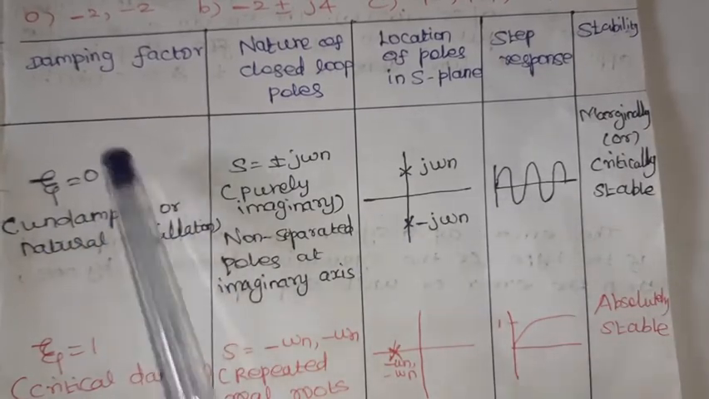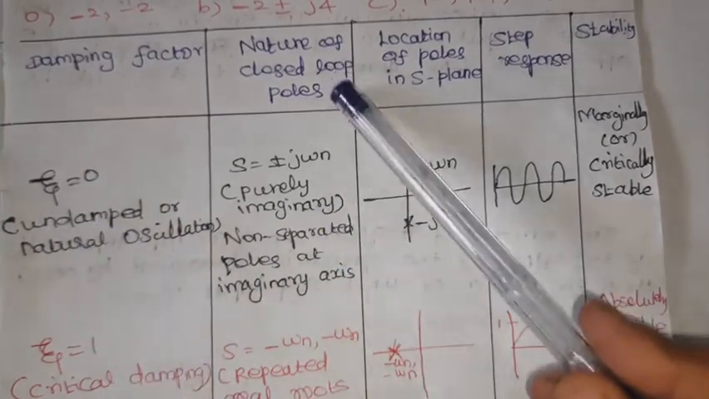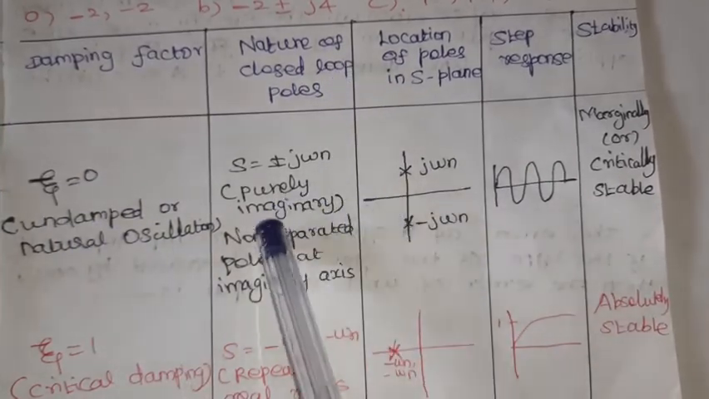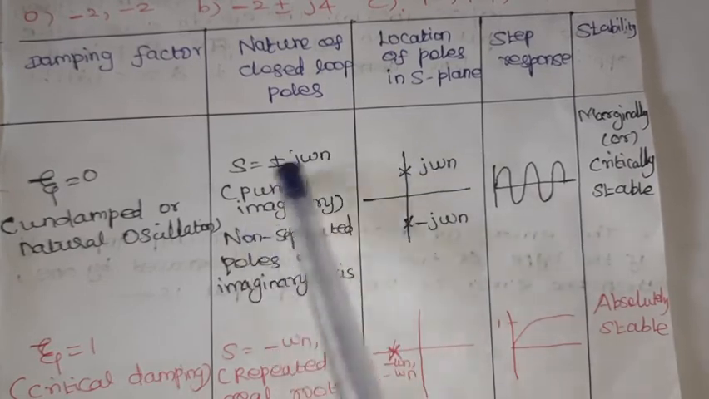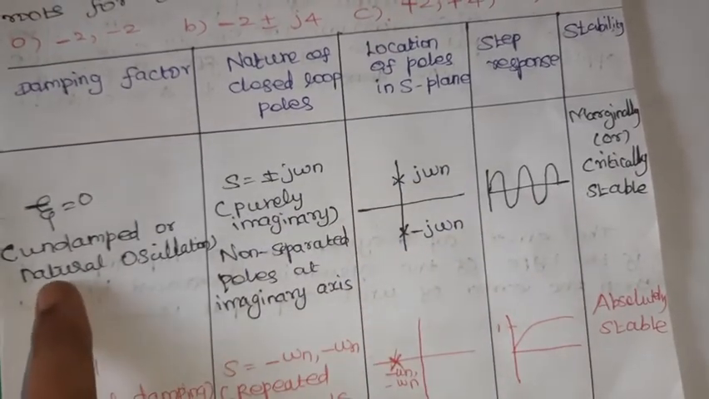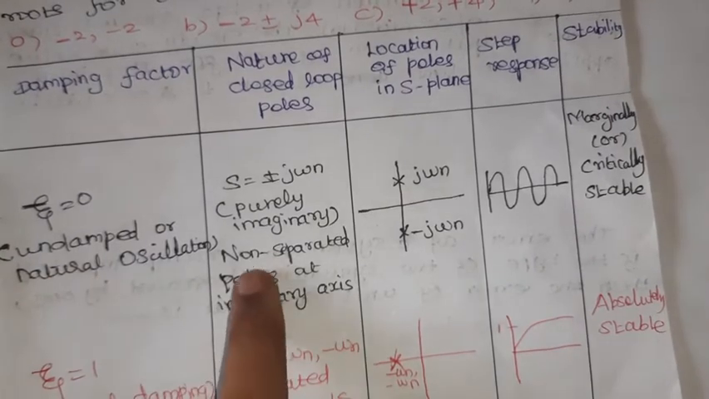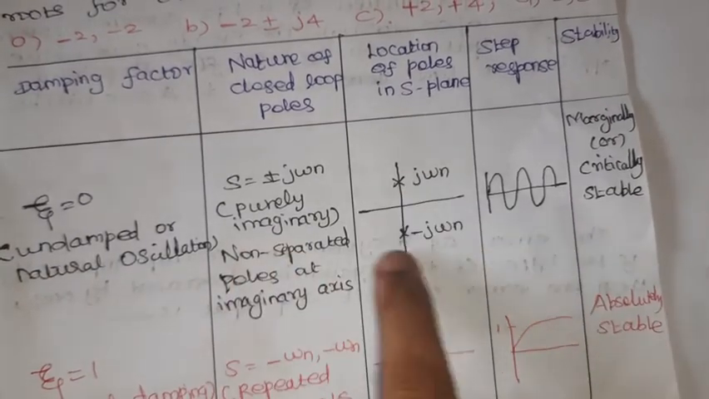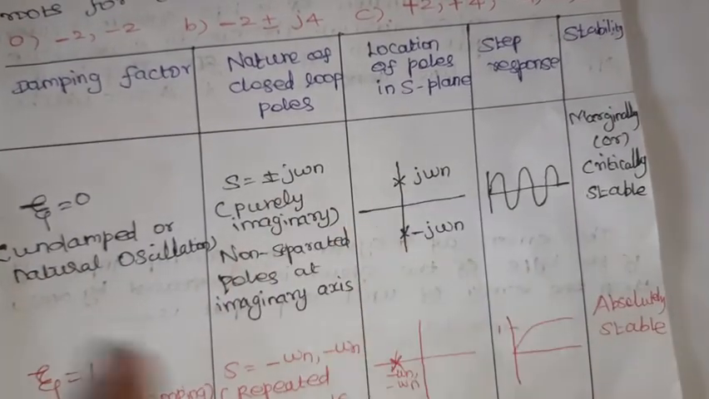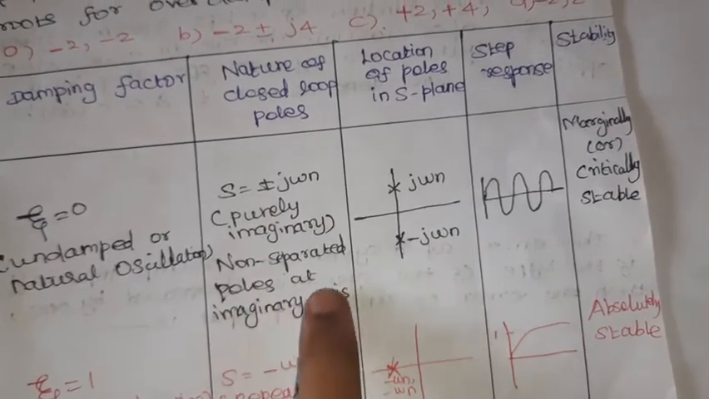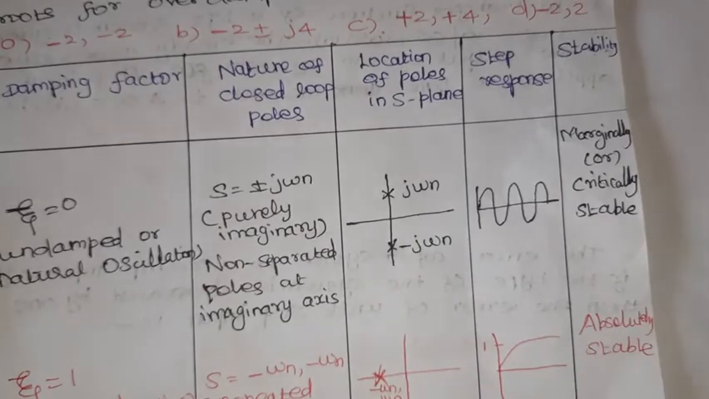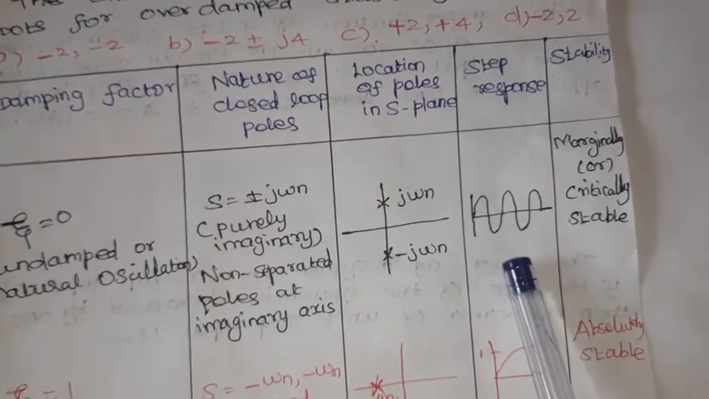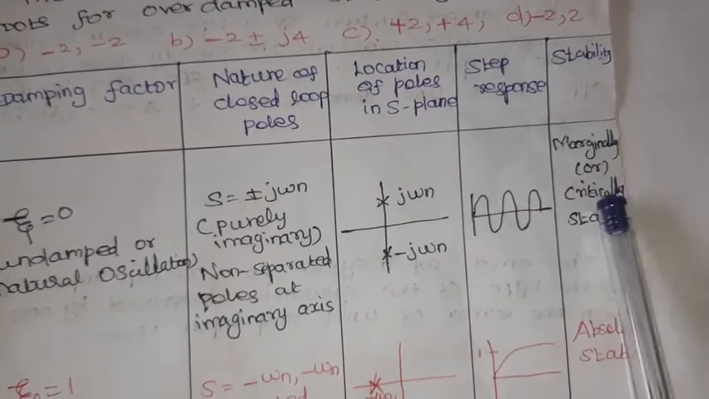For zeta equal to 0, what is the nature of the closed loop poles? S equal to plus or minus j omega n. It is purely imaginary for an undamped system, so the poles lie on the imaginary axis. Non-separated poles at the imaginary axis. So how will the stability be? This is the step response of the system.